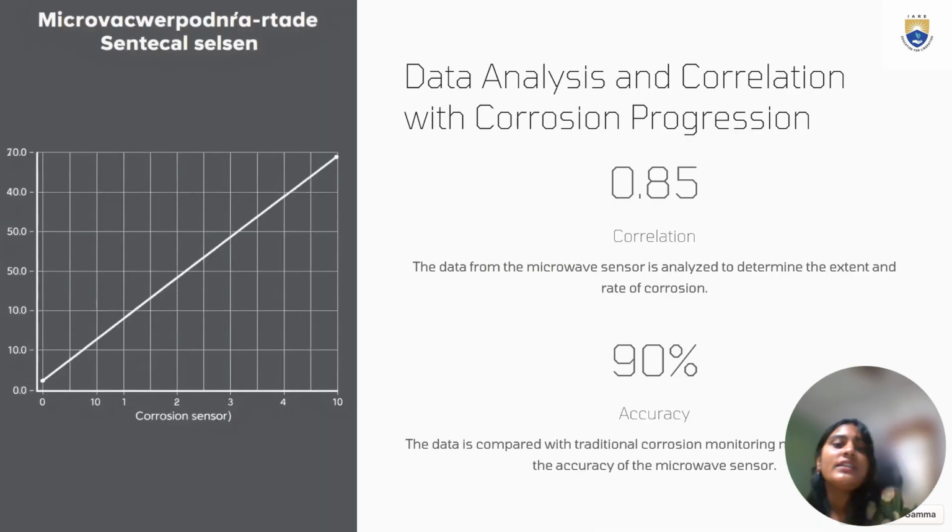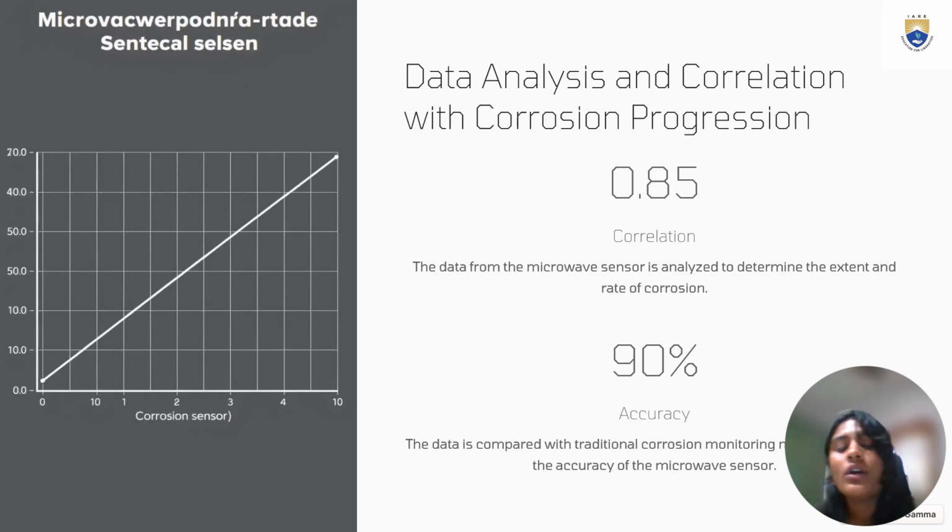We can see the advantages and limitations of microwave-based sensing. What are the advantages? It is non-invasive, non-destructive, provides real-time data, and allows remote monitoring. Unlike traditional methods, microwave sensors do not damage the material, so it's non-destructive, and it is also non-invasive. Real-time data enables continuous monitoring without manual interruption. And for remote monitoring, wireless capability allows corrosion detection in hard-to-reach locations. So you can place a microwave sensor in a very remote and isolated area.